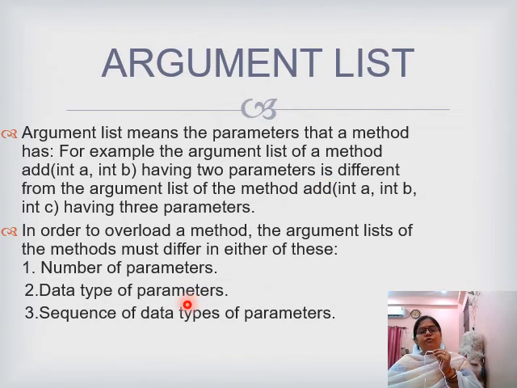Before overloading a function, we must know that the argument list of the method must differ in any of these: the number of parameters, the data type of parameters, and the sequence of data types of the parameter list.